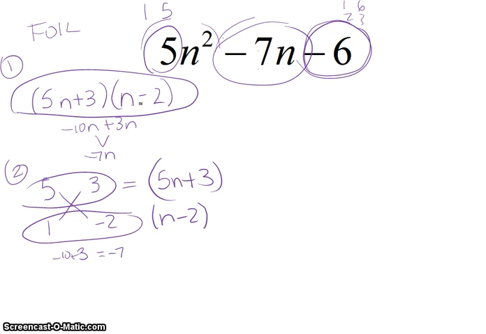But let's talk now about the third method that we discussed in class, which I think is a little less trial and error. Okay, if you'll recall, when we write a quadratic, the standard form is ax squared plus bx plus c.